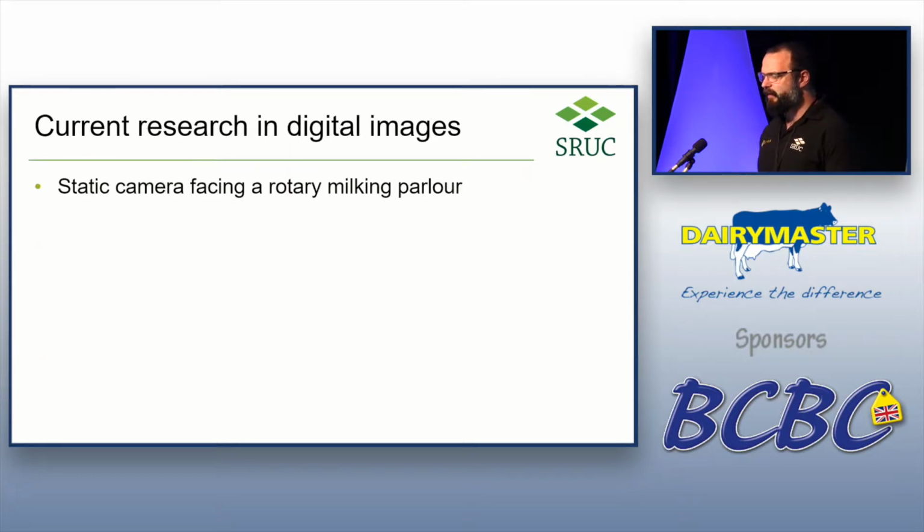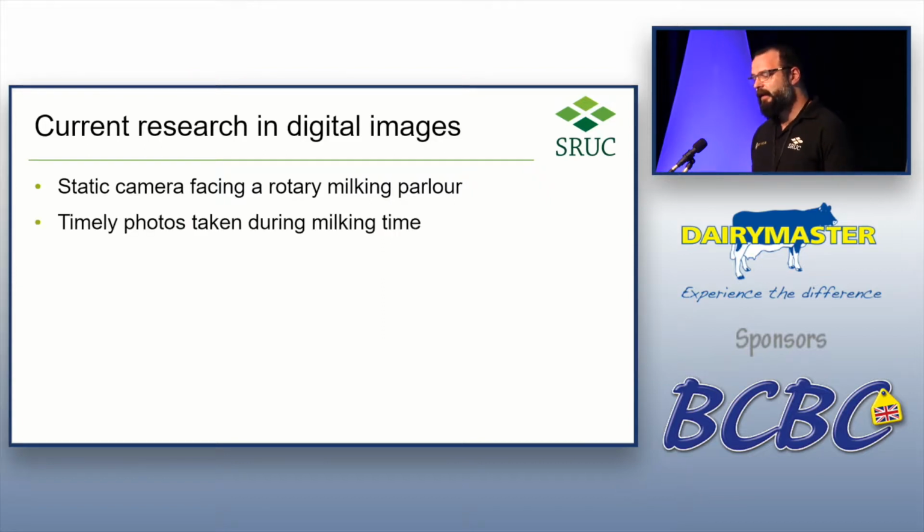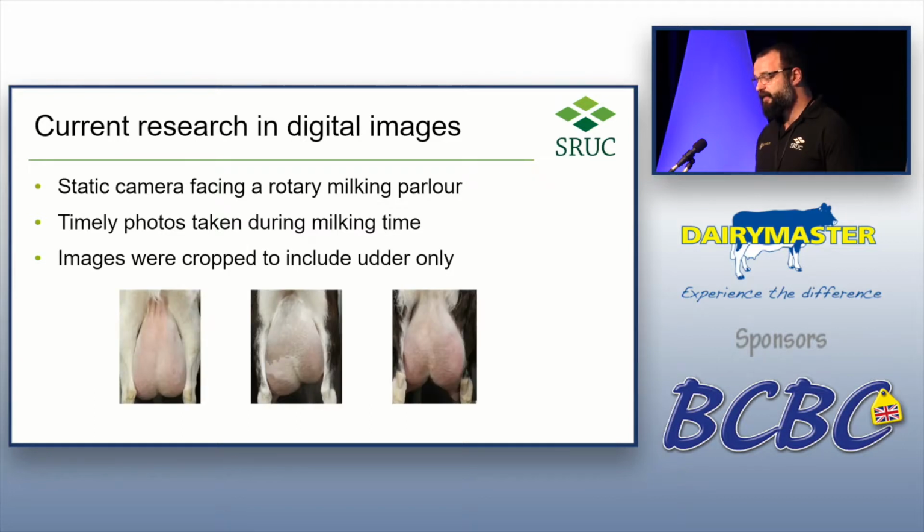So typically, the scenario would be a dairy goat farm where they have a carousel milking parlor, and they have a camera on a fixed position, and they just take timely photos of these animals, and subsequently they would go and classify for all the other traits themselves afterwards. So we cropped these images slightly to just include the udder.